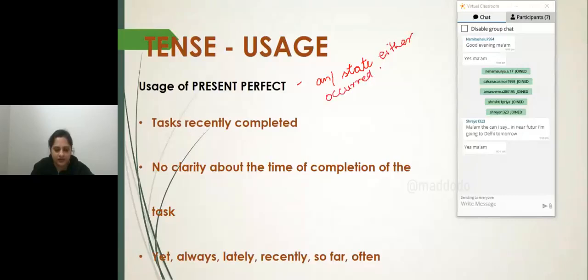I'll write for you and then I'll explain, with examples. When I say indefinite past, it occurred sometime in the past and continued to the present. Why do we call it present perfect? Because it still continued to the present. At the time of our speaking, it continued till the time of our speaking, right?